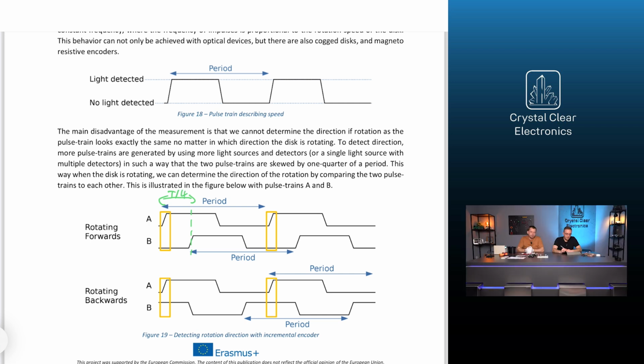So, for example, if at a certain moment we detect the current leading edge of A and the value of B is low, we know that our axis is rotating forwards, while the leading edge of A and the high value of B will cause the axis to rotate backwards.